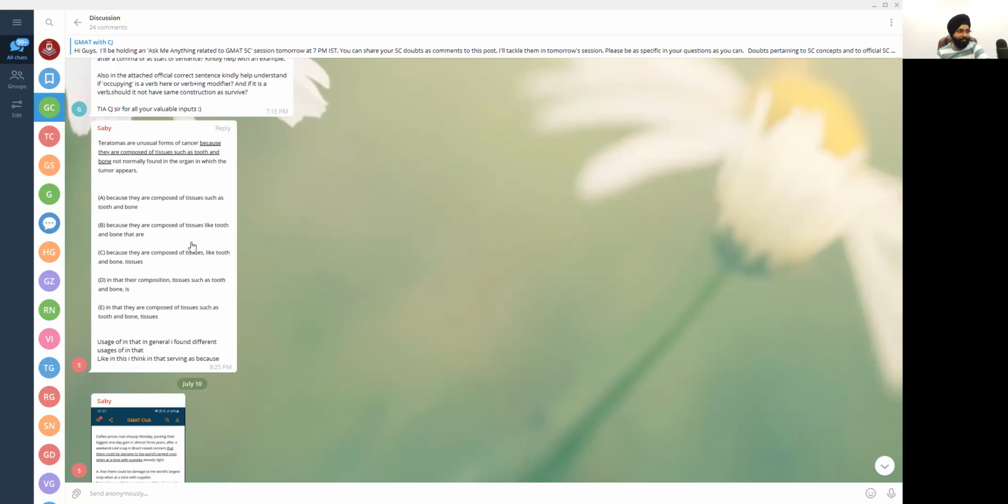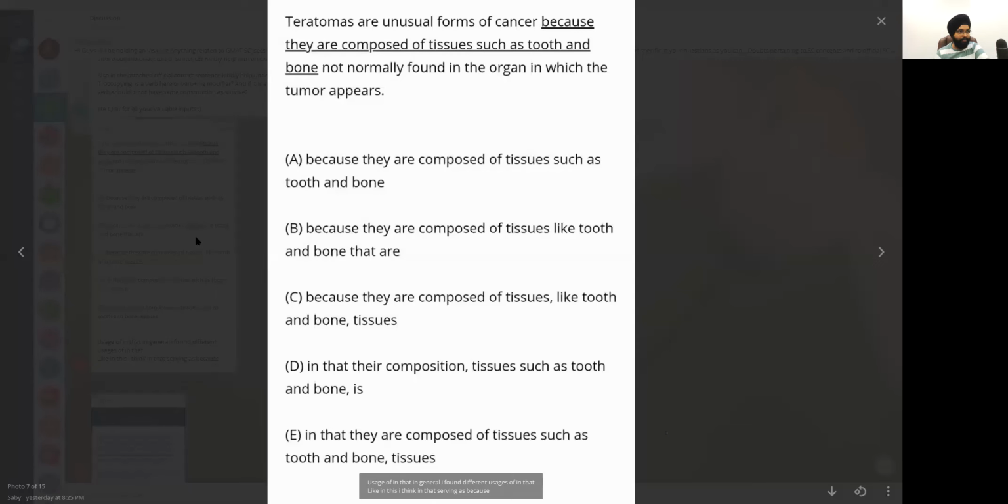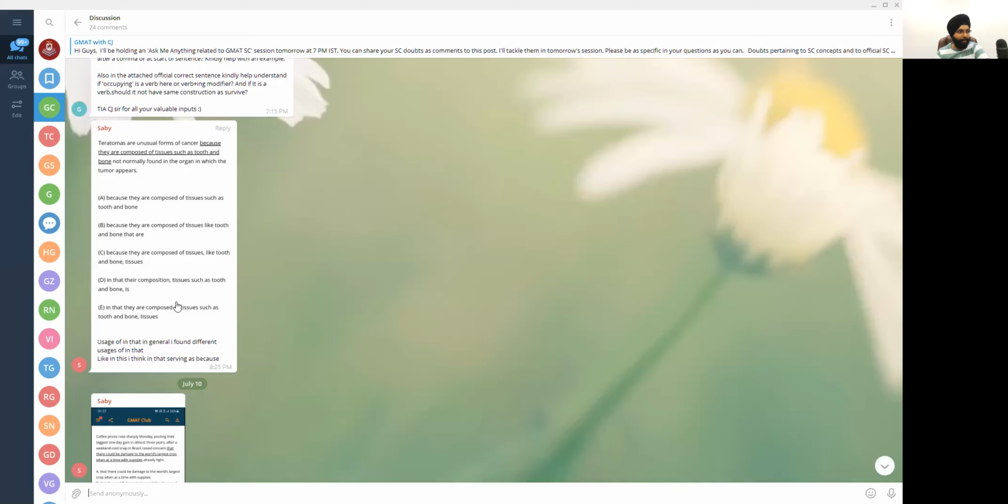Okay, let's look at the second one. The use of "in that". In general, I found different usages of "in that". "In that" essentially is an abbreviated form of "in a way that". For example, Sabi is intelligent in that he can solve any question. So he's intelligent in a way that he can solve any question.